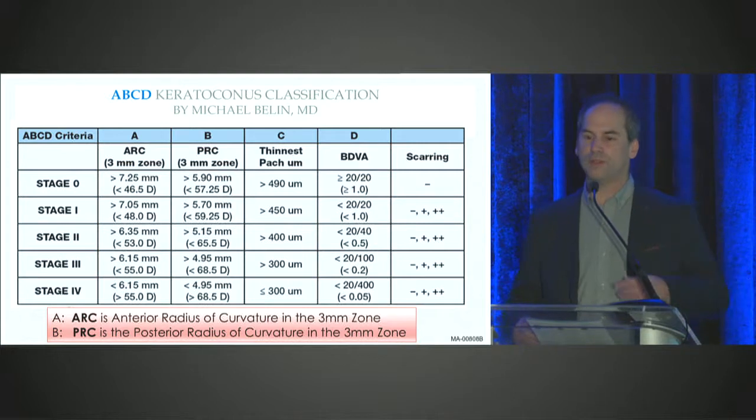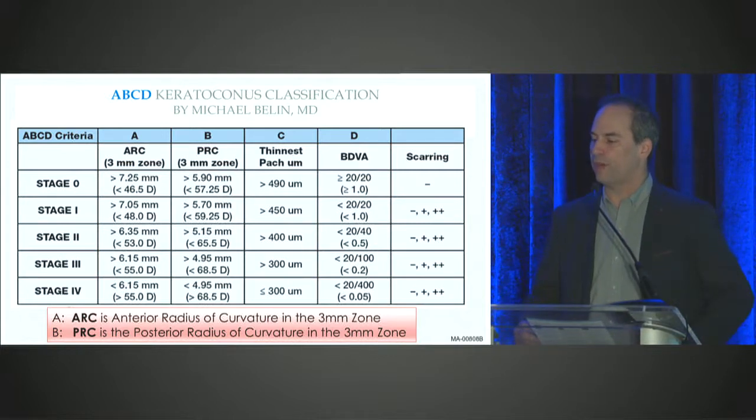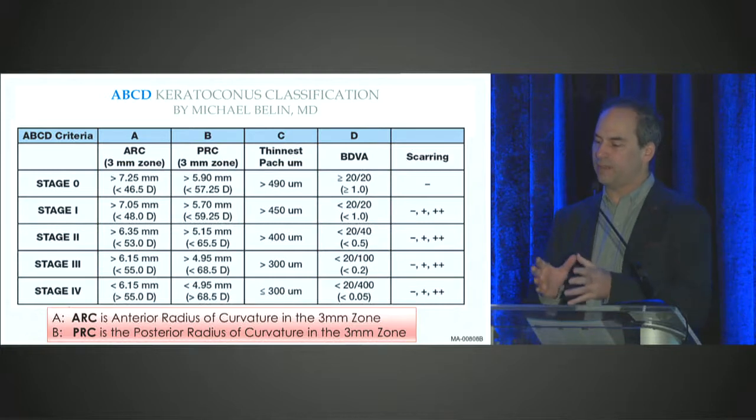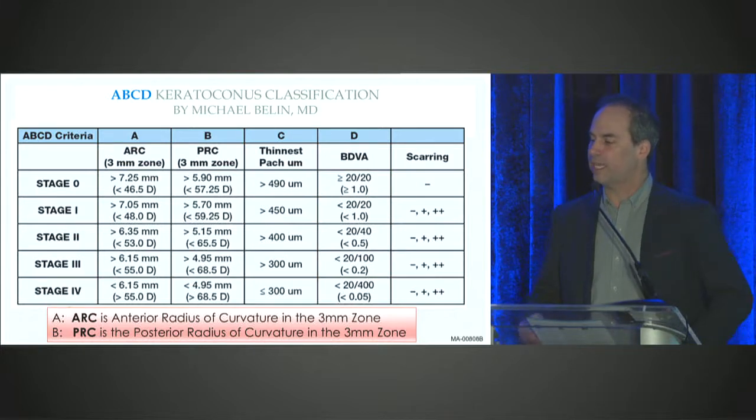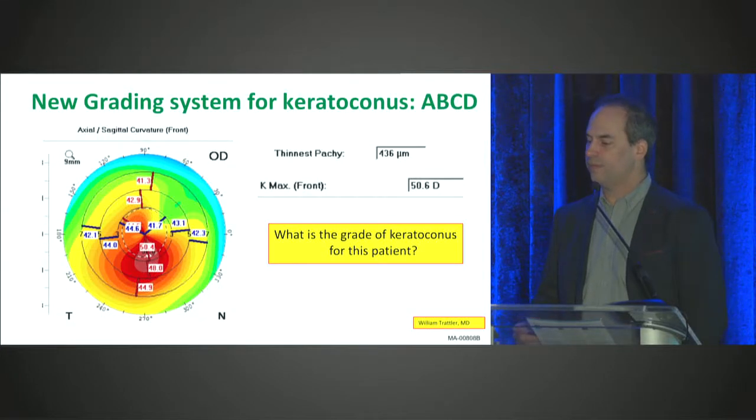So there's also, for those of you who have the Pentacam, a new software that's developed by Michael Belin called the ABCD Keratoconus Classification Scale, where A is the anterior radius of curvature in the very center part of the cornea. And so you get different stages based on how steep the center part is. And then the B zone is the posterior radius of curvature, so the posterior float or posterior area. And then he also puts in the thinnest pachymetry, as well as you can enter the best corrected visual acuity for the patient to try to get a classification of the keratoconus. And so there's a way to grade it.